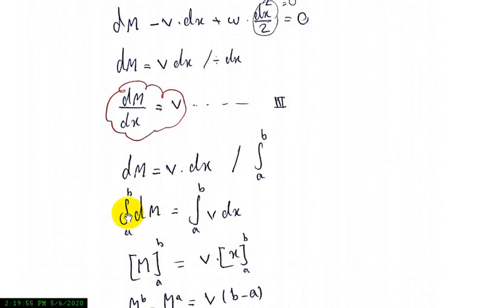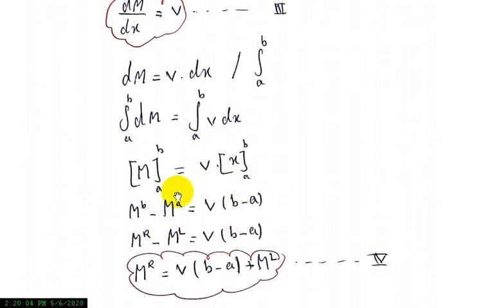Then integral and differential remove each other. It remains M from a to b equals V multiplied by x from a to b. According to the definite integral, we can write M_b minus M_a equals V multiplied by its (b minus a). Then we change the index: M right minus M left equals this part, the same, but we change the position of M left to the other side of the equation, and the sign changes to positive.